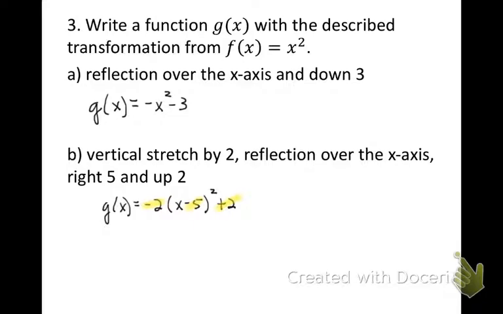So when you're given these and you need to build an equation, just think of that general form of y, or f of x, we usually have it in function form, equals a times x minus h squared plus k, and then just put the appropriate values that you need in those locations.